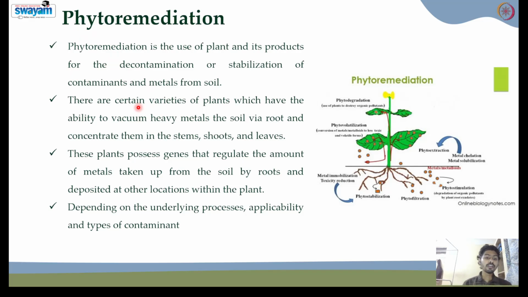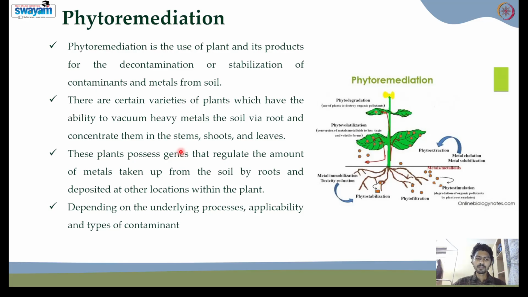So there are a lot of varieties of plants which have the ability to take up these heavy metals through their root via soil, and they accumulate them in the stem, shoot, and leaves. So we call this concept phytoaccumulation. These plants possess a particular gene that regulates the amount of metals taken up from the soil through roots, and they deposit them to other locations like stem, shoot, and leaves. So if you are using the plant as one of the sources to clean up the pollutant, we call it phytoremediation.